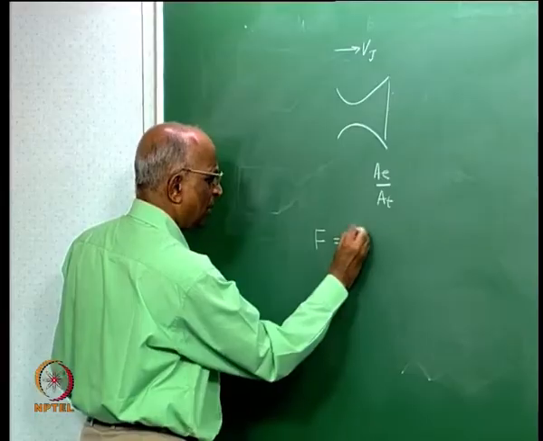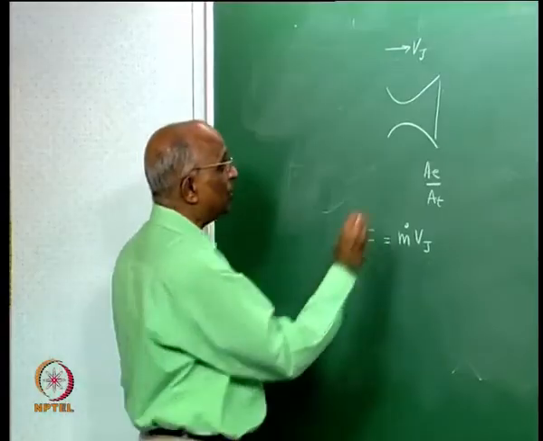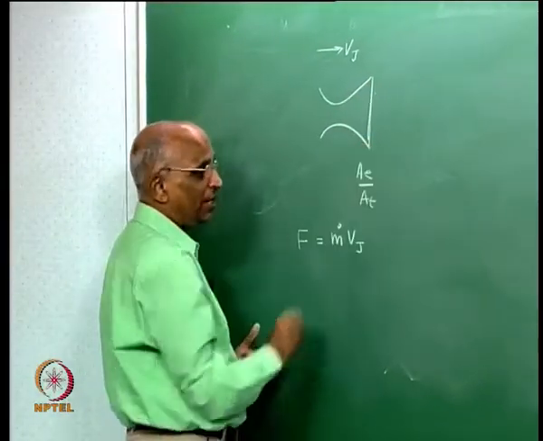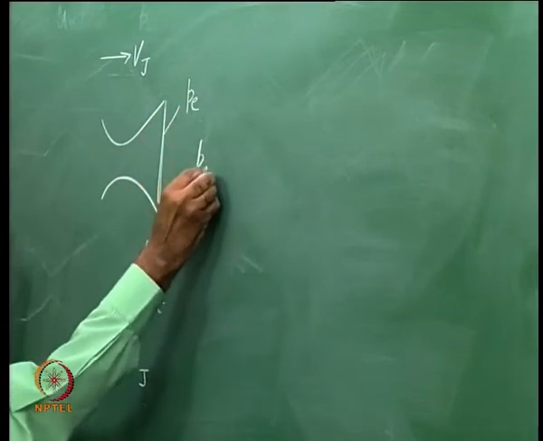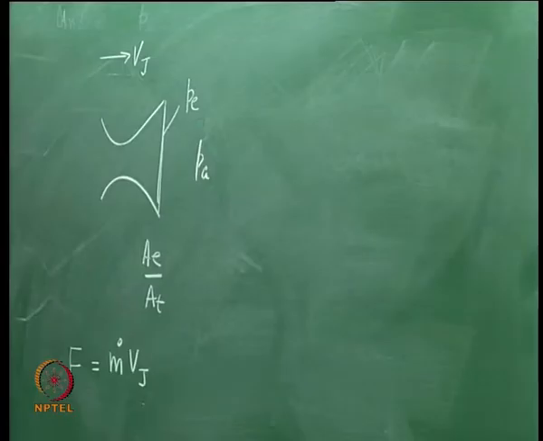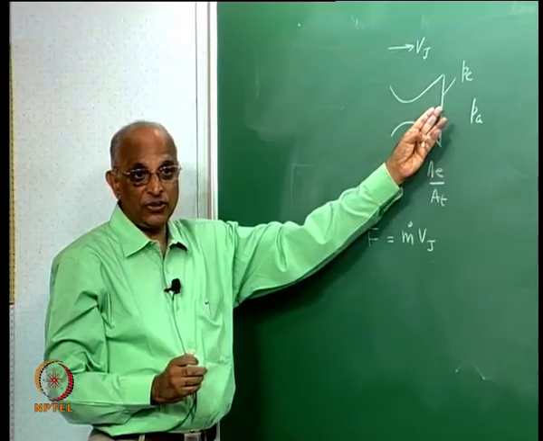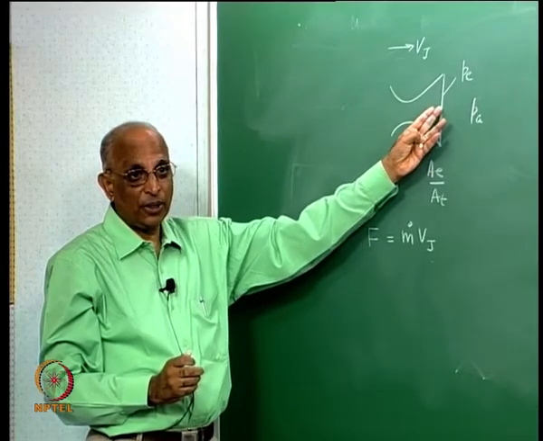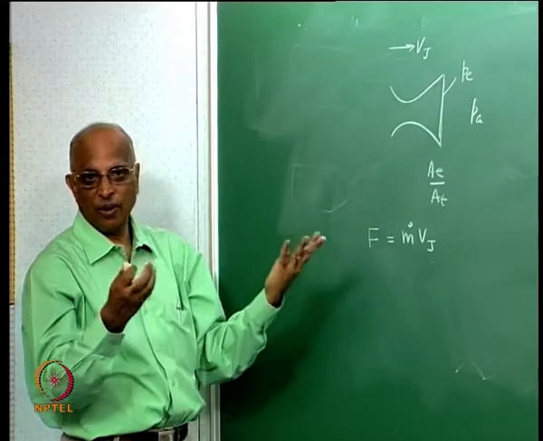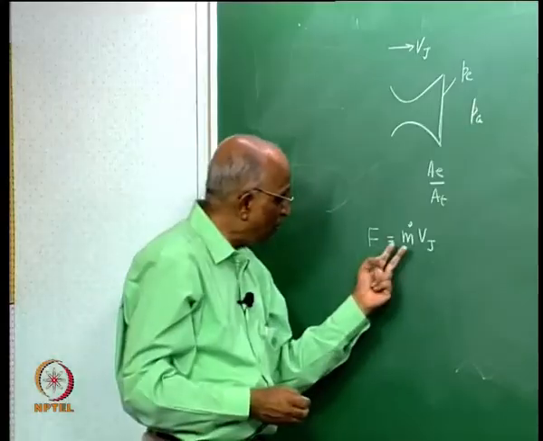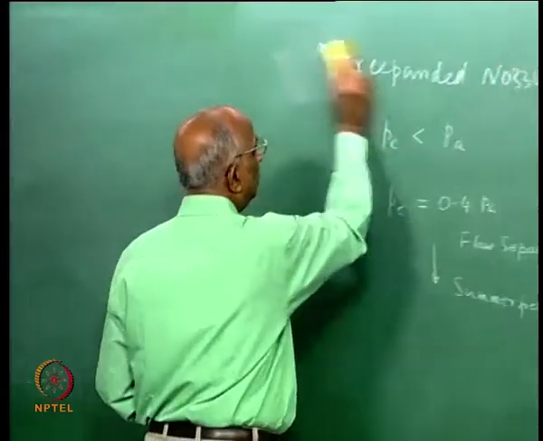You have momentum thrust, m dot into Vj. But we were telling ourselves each time that depending on the nozzle area ratio, the exit pressure Pe could be different from the ambient pressure Pa. Therefore, the thrust could come from pressure also, because I am not able to fully expand this. Therefore, I have some pressure thrust also coming. Let us write the expression for the force developed by a rocket, which we know is equal to the rate of change of momentum. Let us put the diagram down.